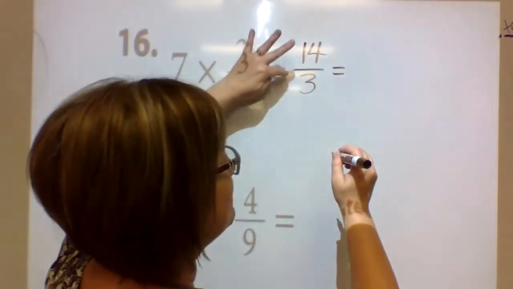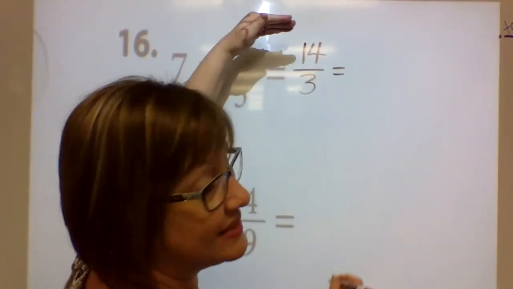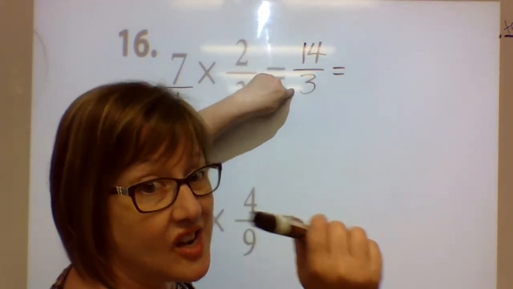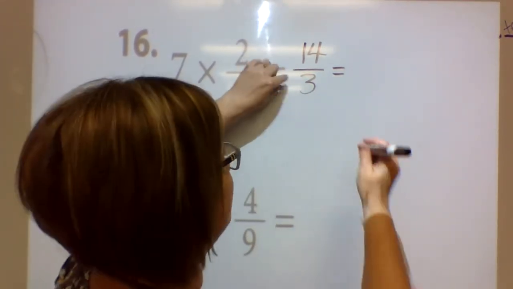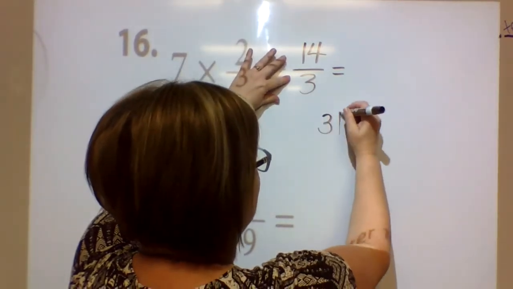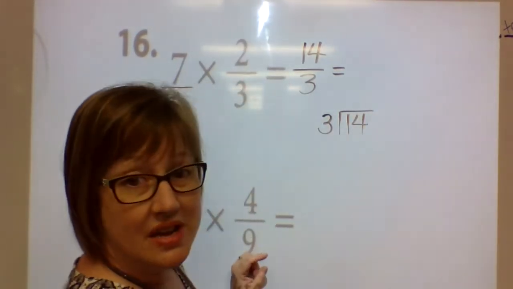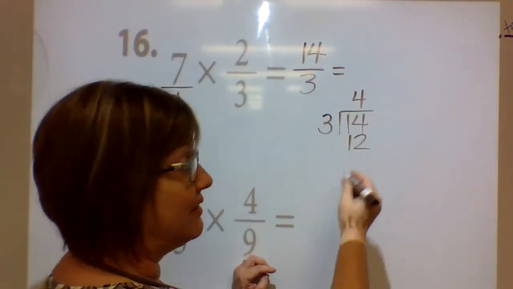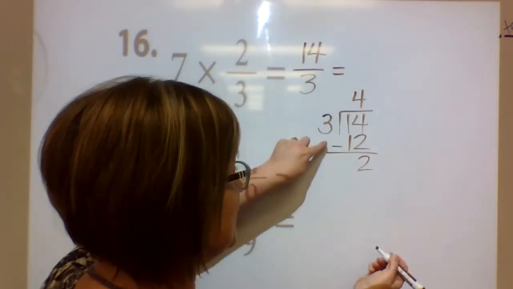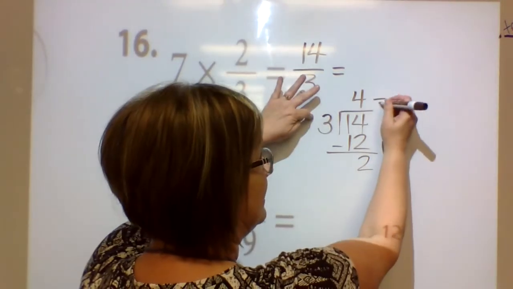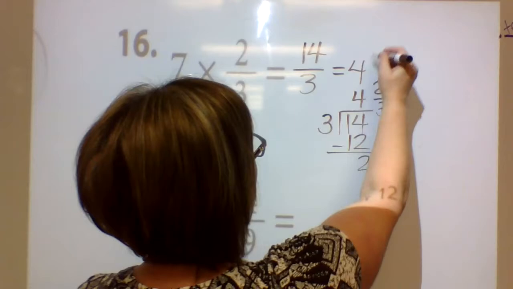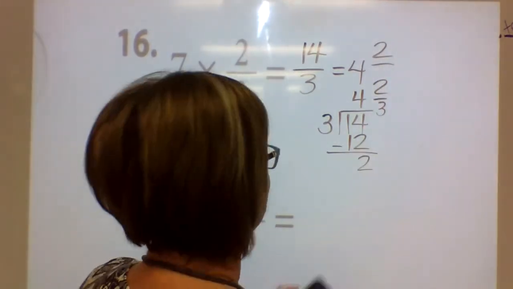14 divided by 3. That's how we say it. The divider is the denominator. Say it with me. The divider is the denominator. Or the divisor is the denominator. So how many times will 3 go into 14? 4 times. 3 times 4 is 12. Has 2 left over. We make that into a fraction. The divisor is the denominator. 2/3. Okay? So this one equals 4 and 2/3.